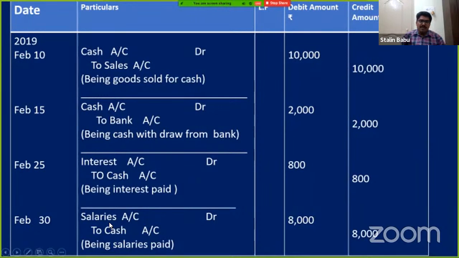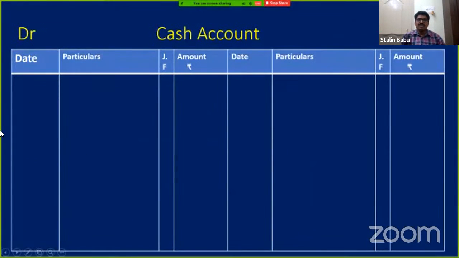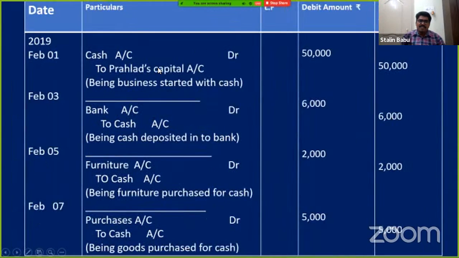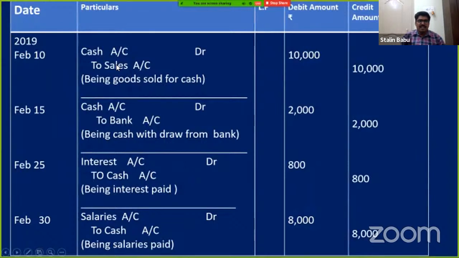Now, I am going to prepare the first account, that is cash account. We have to check the journal entries where the cash account is involved. Here, on February 1st, cash account is involved. On February 3rd, 5th, 7th, 10th, 15th, 25th, 30th. Let us post these journal entries into cash account.